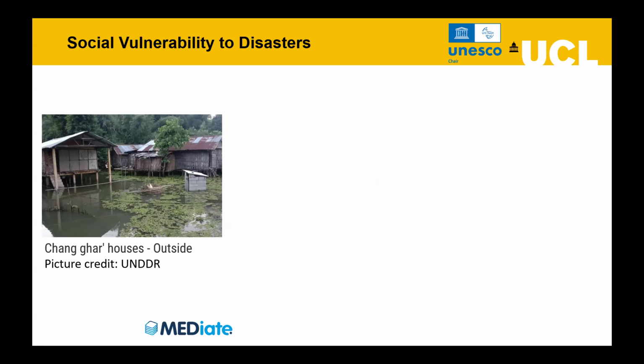In order to respond, they have come up with houses called Changa. Ga in their language refers to houses. So Chang is a stilt. The Changa refers to houses built on poles.